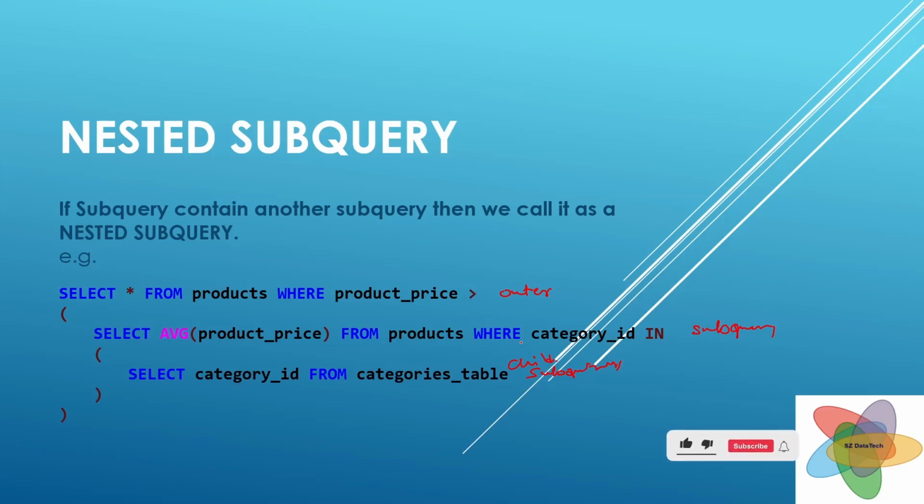For this concept we are calling it a nested subquery. That is, if a subquery contains another subquery, then we call it a nested subquery. Here the child subquery will provide its result to the parent subquery, and this parent subquery will provide its result to the outer query. And then finally we will get the output result.